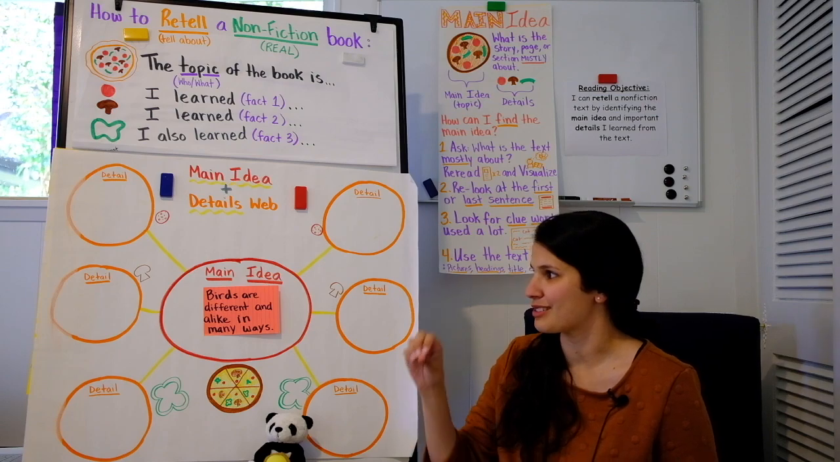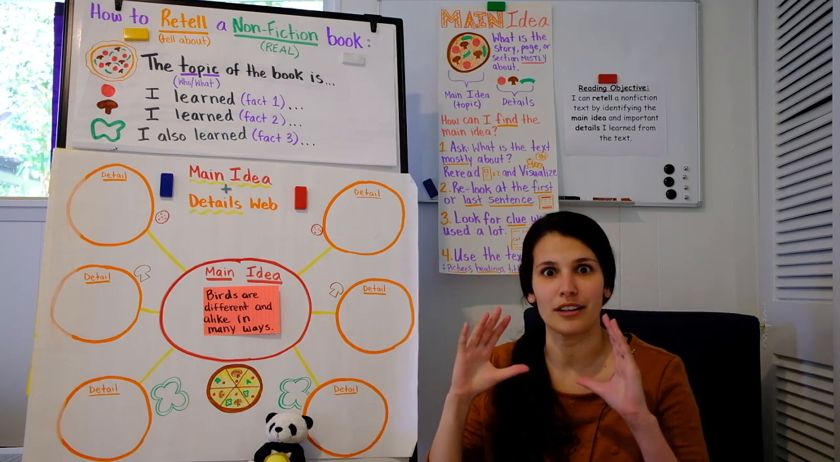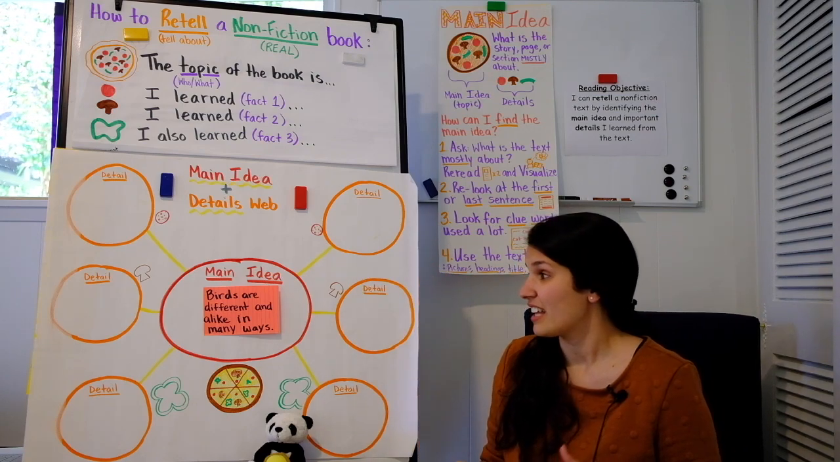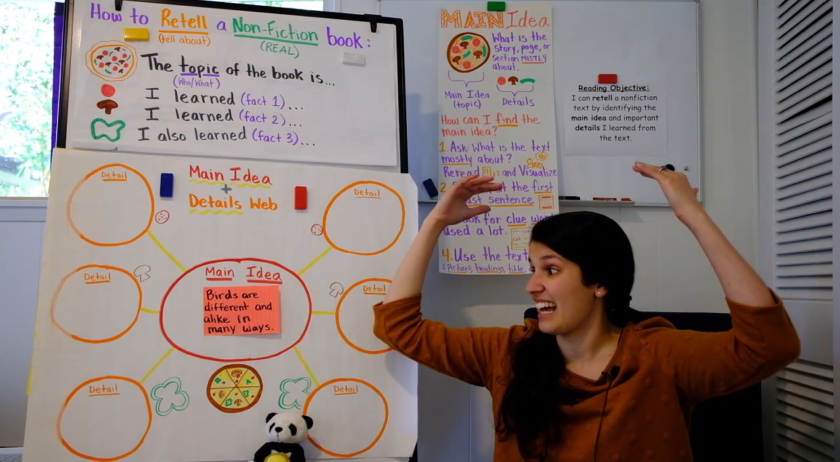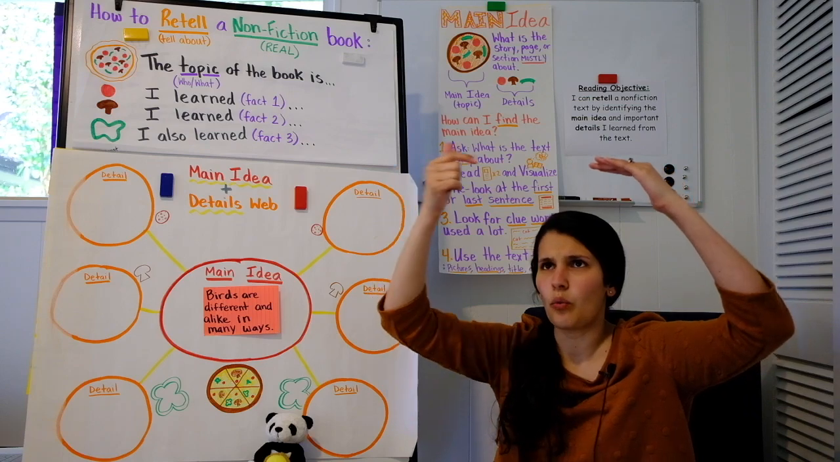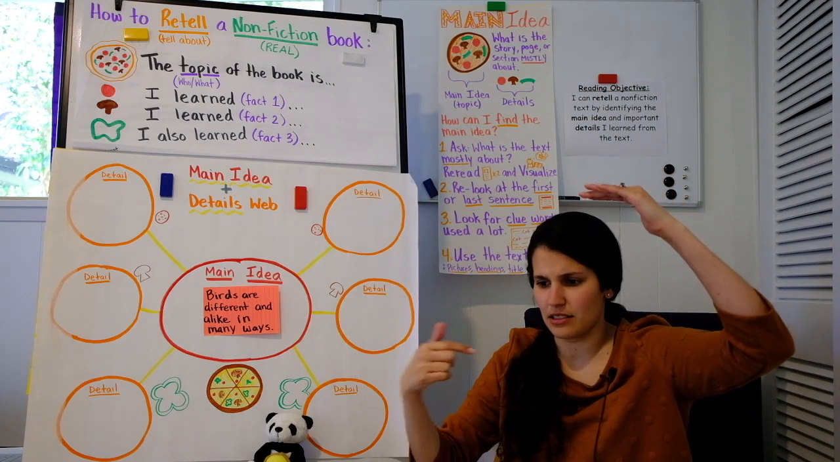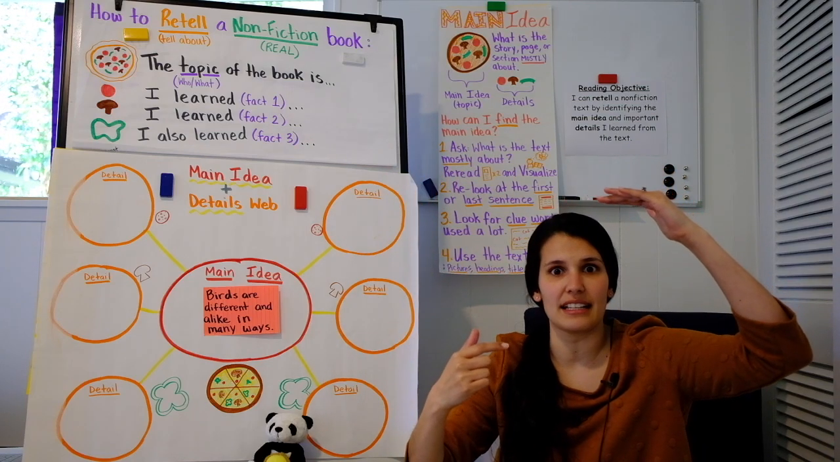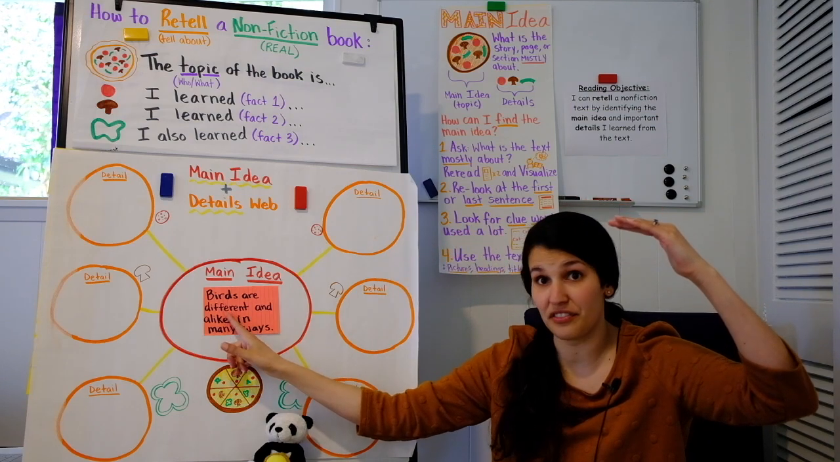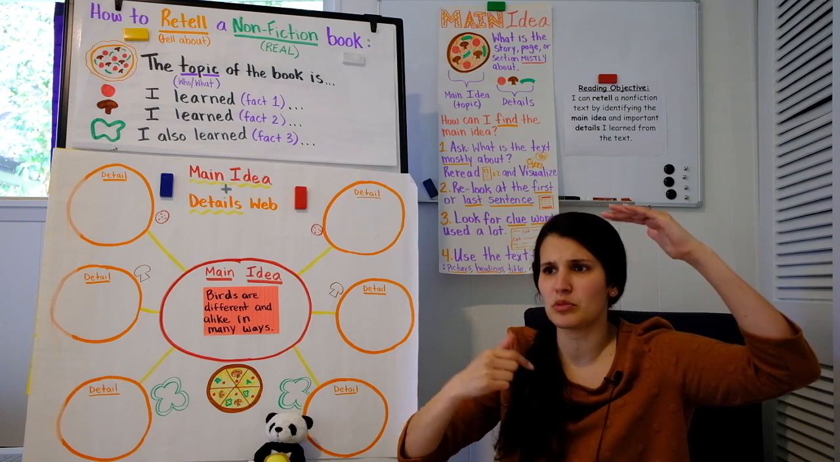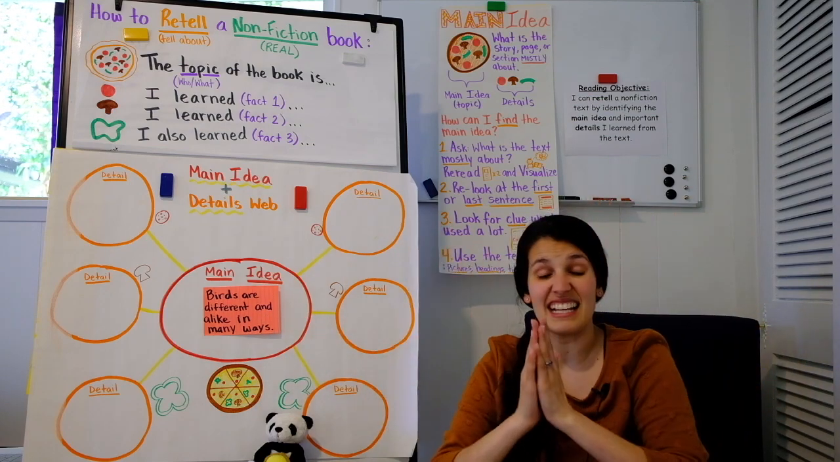So, for those of you who are sticking with me and going straight on, let's start thinking about our details, or those little toppings that go on our big main idea pizza. If the whole book is about how birds are different and alike in many ways, what are the little details, the little toppings that prove that? What in the book showed me how birds are different? And what in the book was an example of how birds are alike?